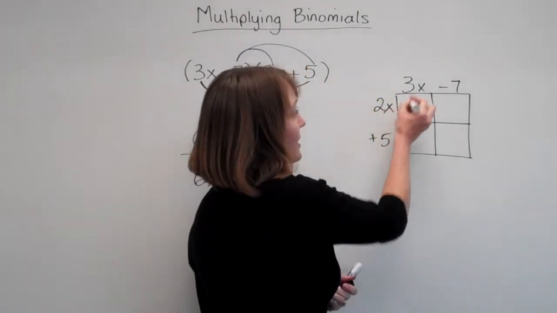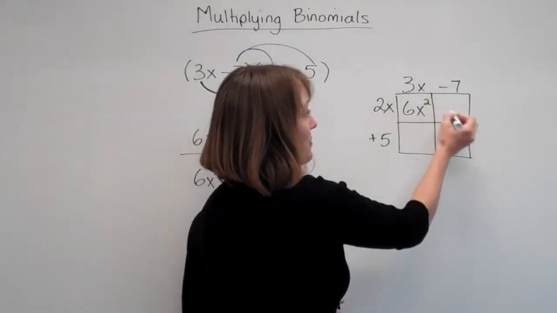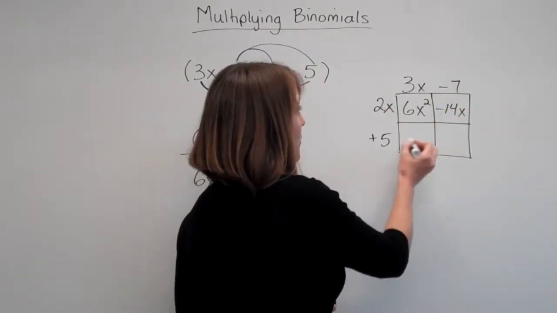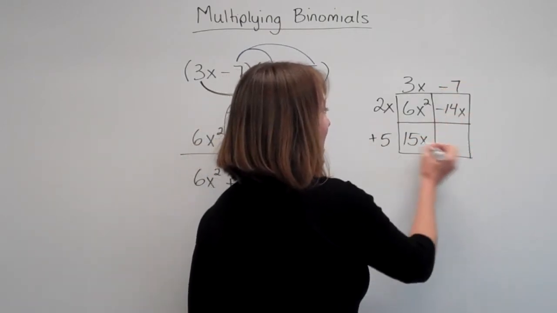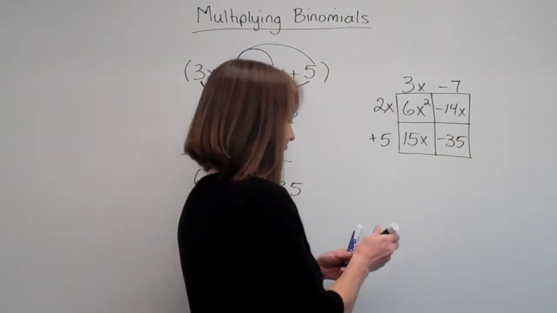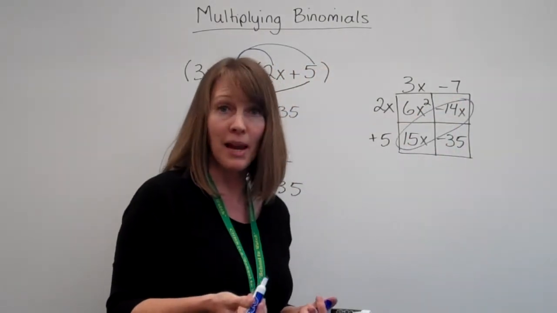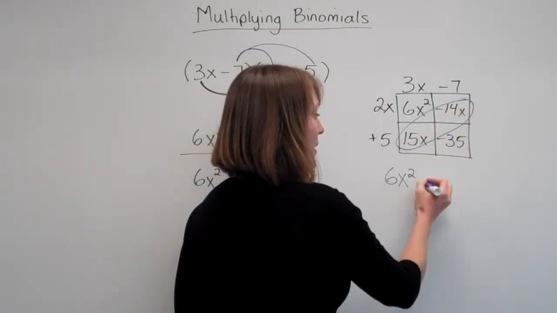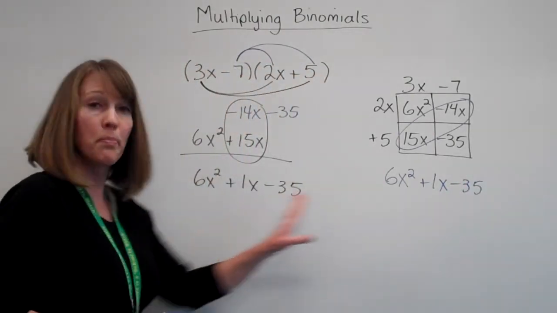So that would be 2x times 3x would give me 6x squared. 2x times negative 7, that's going to give me negative 14x. 3x times 5 will give me 15x. And 5 times negative 7 will give me negative 35. Now if I've done this right, my diagonals right here will be my common terms, my like terms. So now we're going to have 6x squared plus 1x minus 35. See, we get the same answer both ways.